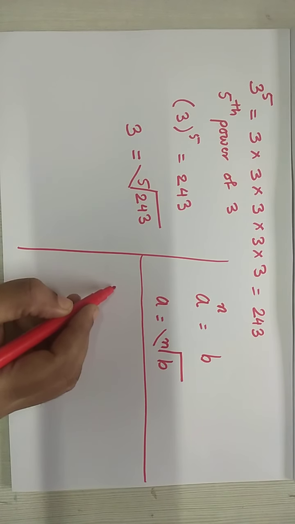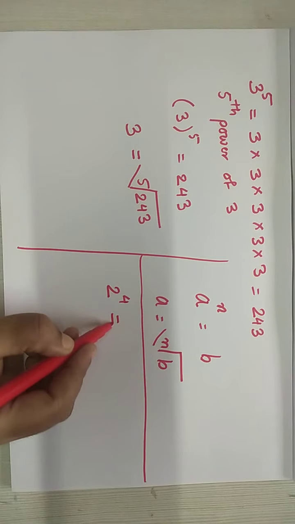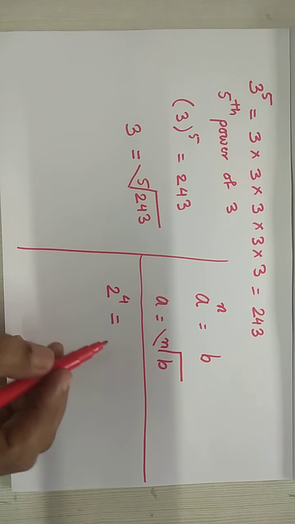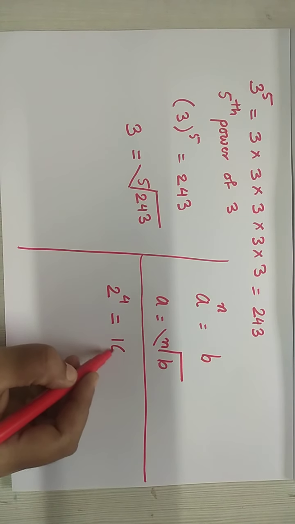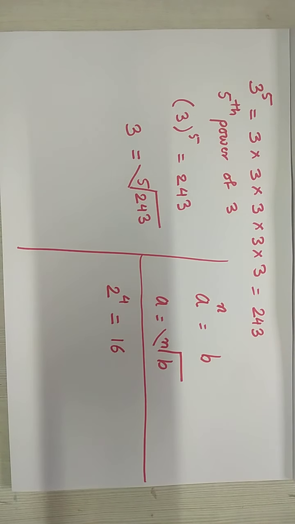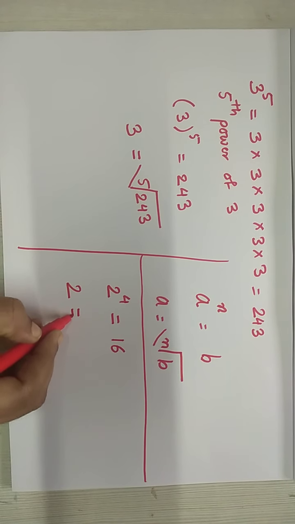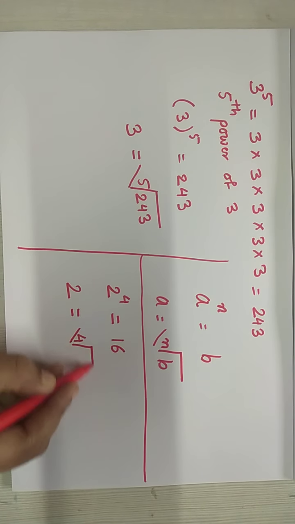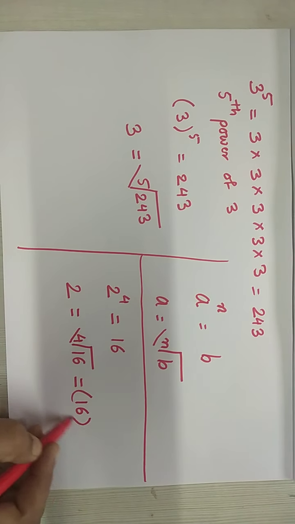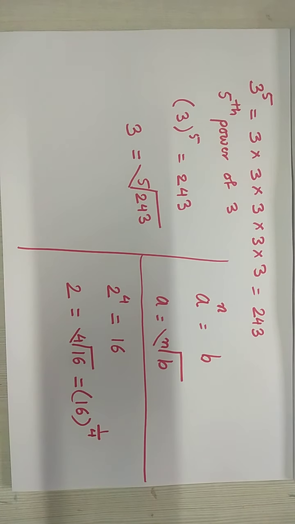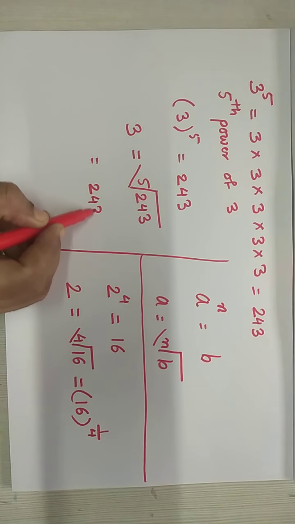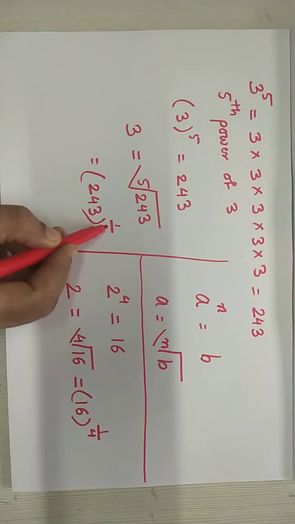Let's take examples. 2 raised to 4. 2 into 2 into 2 into 2. Okay, that is 4 4s are 16. We get the answer 16. So conversely, it will become 2 is equal to fourth root of 16. And how can fourth root be written? As 16 raised to 1 upon 4. This is how we write fourth root. Similarly, here fifth root can be written as 243 raised to 1 upon 5.